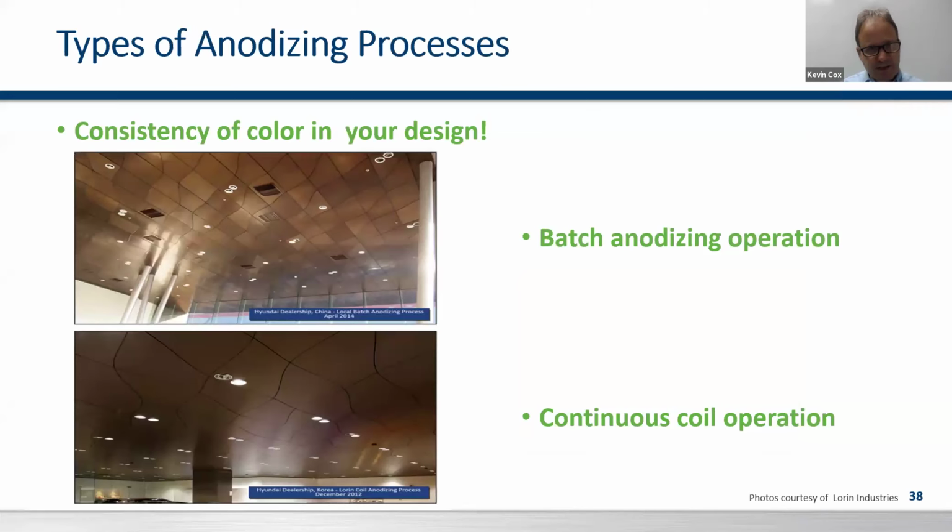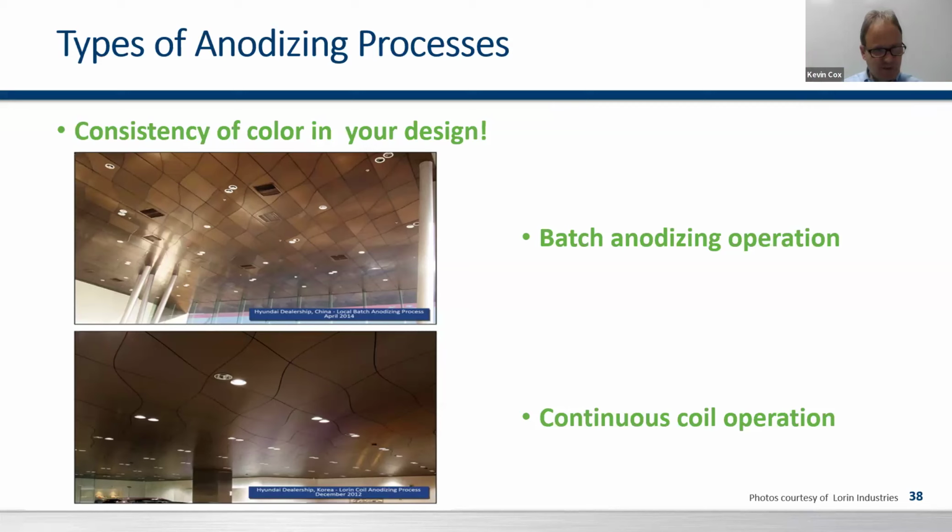There's batch anodizing, and then there's continuous coil operation. Batch anodizing is basically a dipping process into the electrolytic fluid. The end result is that that first piece in will obviously be the last piece out because you're dipping it. The result is that that last piece out is going to be slightly thicker than the one that was first in, first out.